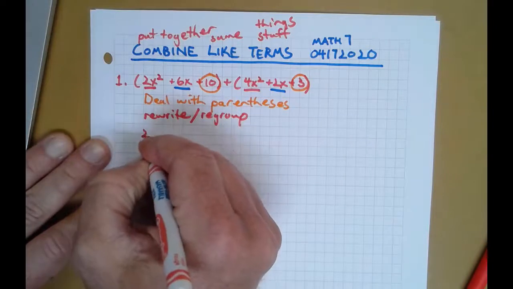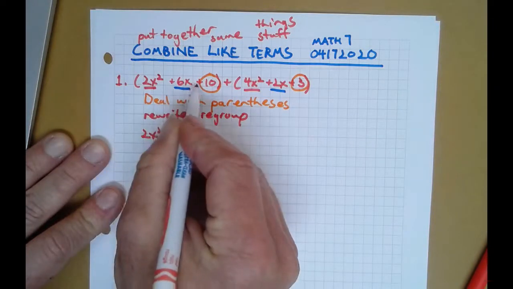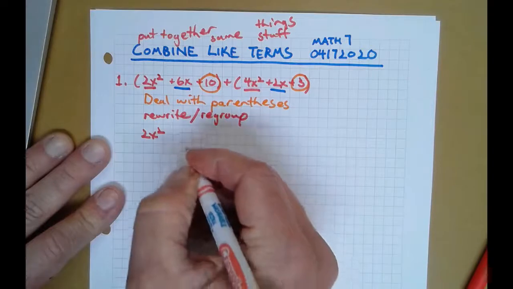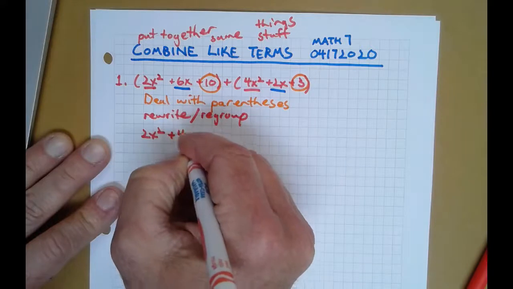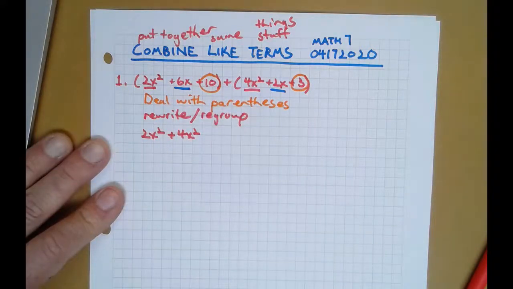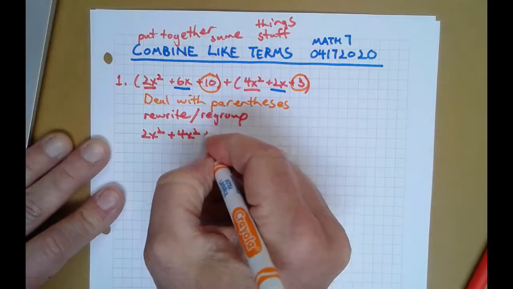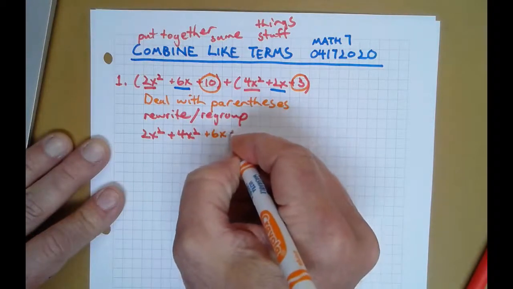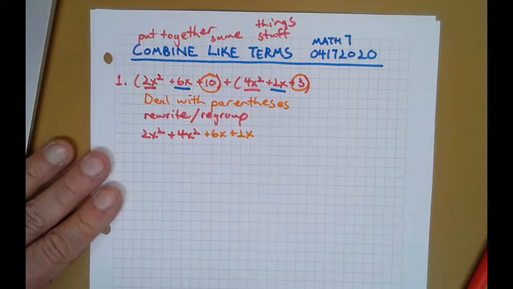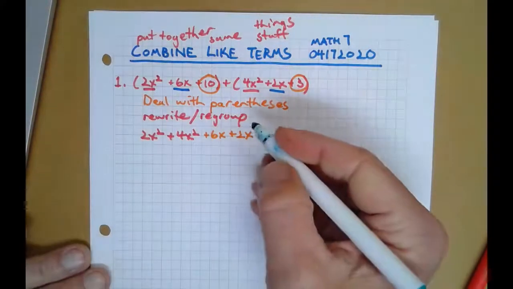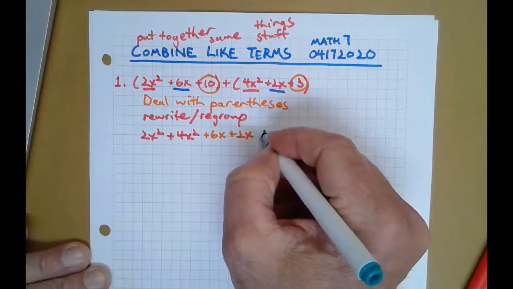So I'm putting the x squareds. Since everything is positive here, all positive, I can put them in any order I want to. And since I want to put them in order of like terms, there's my x squared terms. Here come my x terms. And my number terms.